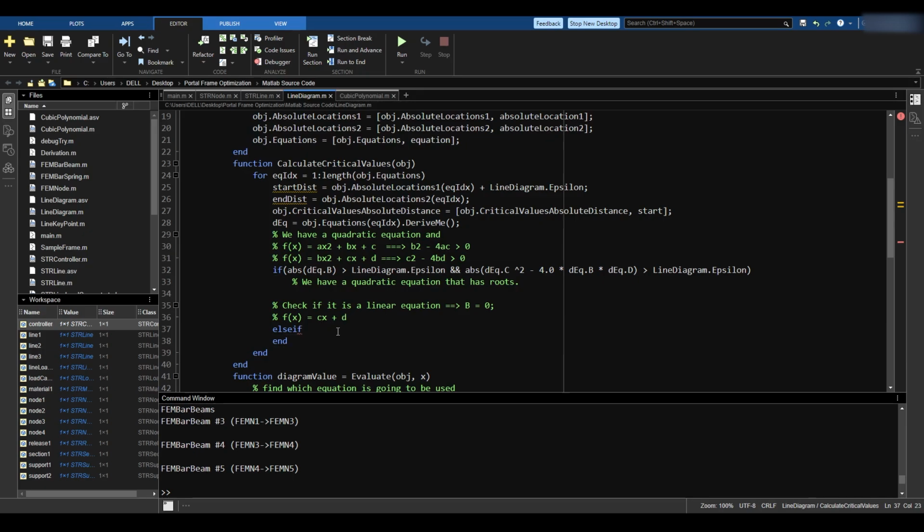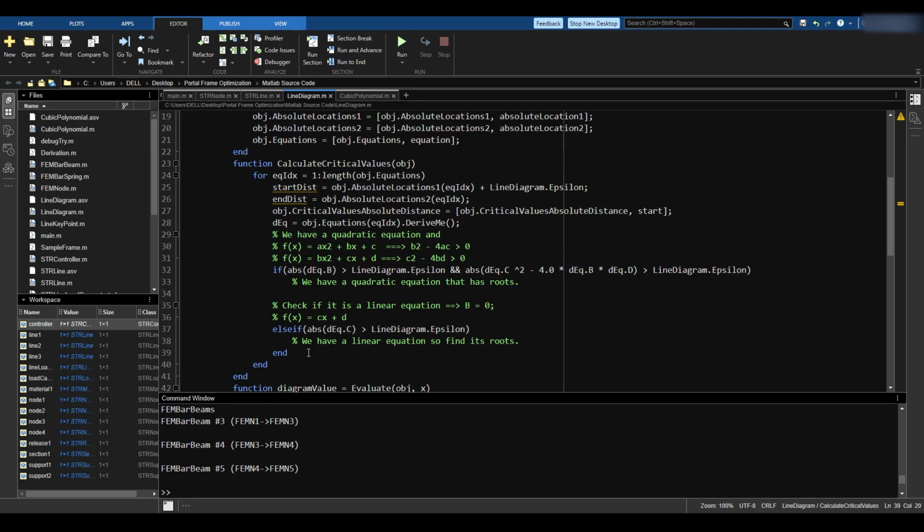So else if, and here comes, of course, the check: absolute of the derivative equation dot c is more than line diagram dot epsilon more than 0, meaning then we have stuff. Otherwise, do nothing, because if we have a constant equation, then it's the same everywhere, and I already added the start value, so the function value at the start is going to be the critical value. Okay, so here we have a linear equation, so find its roots.